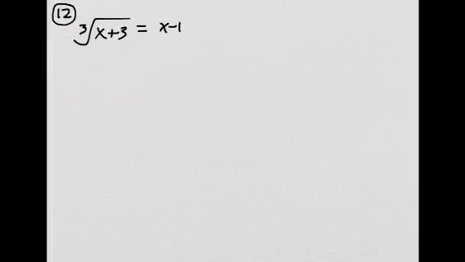Alright, for 12, the radical is isolated, so now we just have to raise both sides to the third power to get rid of the radical. So we're going to raise this to the third, and then on the right side, don't forget parentheses and third. And just like on number 11, x minus 1, that quantity to the third power means x minus 1 times x minus 1 times x minus 1.